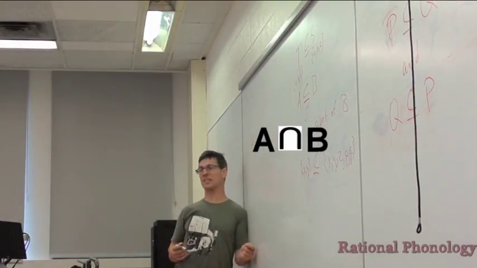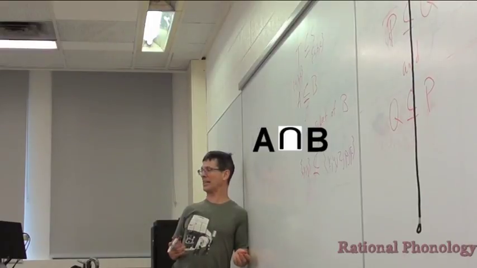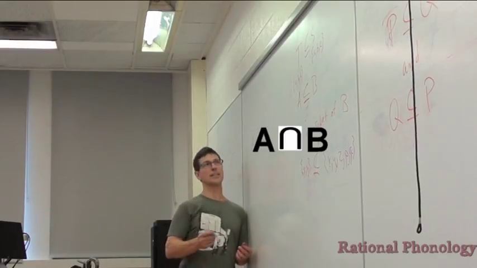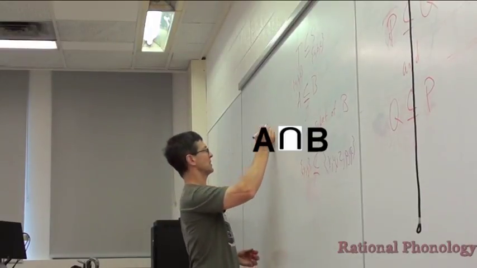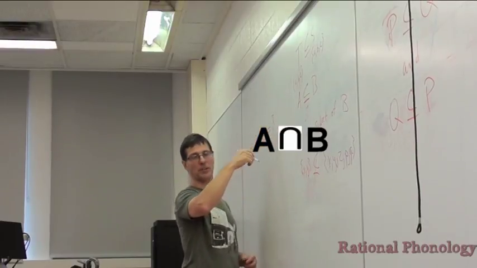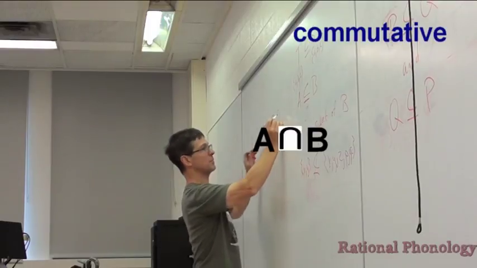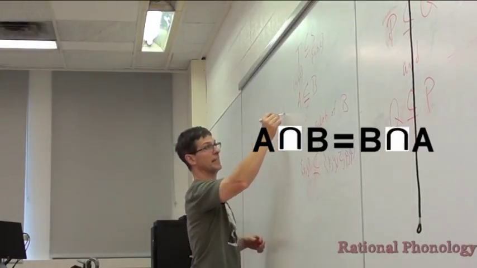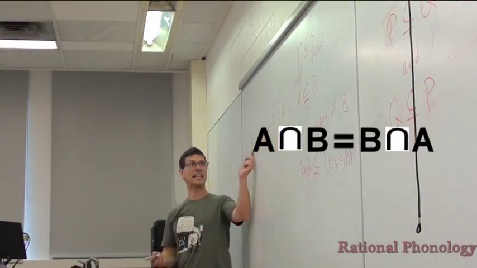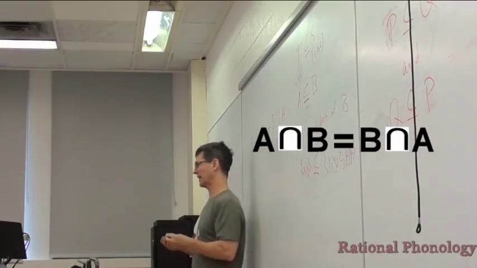So the way you read this is the intersection of A and B. Okay? And I'll just tell you now, intersection has this property that the order doesn't matter. What do you call that in arithmetic? The commutative property. So the intersection of A and B is the same as the intersection of B and A. We can say A intersect B or B intersect A.